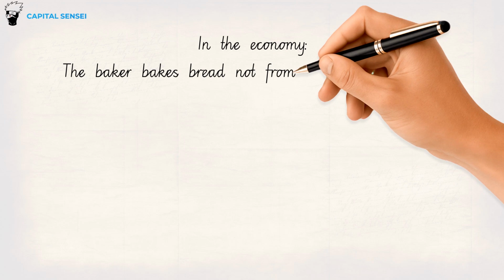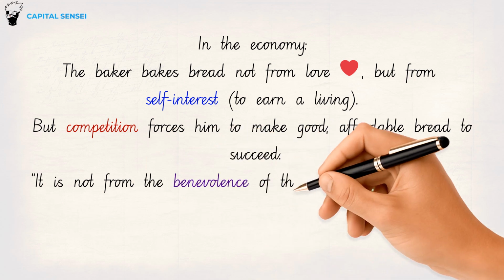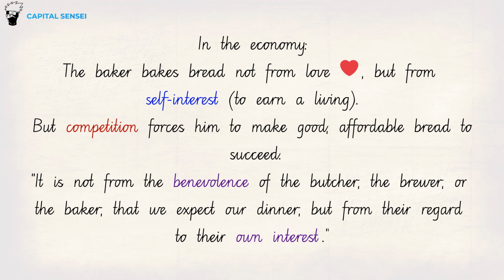In the economy, the baker doesn't bake bread because he has a deep altruistic love for his community. He bakes bread because he wants to earn a living to feed his own family. That's his self-interest. But to succeed, he has to produce good bread at a price people are willing to pay. If his bread is terrible or too expensive, people will buy from another baker. So his personal desire for profit forces him to serve the public's desire for good, affordable bread. As Smith famously wrote, "It is not from the benevolence of the butcher, the brewer, or the baker that we expect our dinner, but from their regard to their own interest."